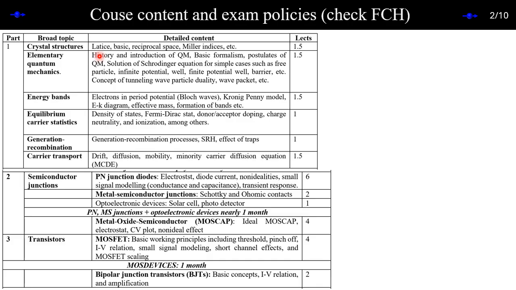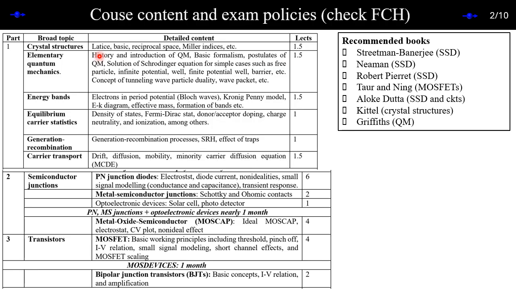And after that we'll continue our discussion to semiconductor junctions, for example, PN junctions, metal semiconductor, oxides, and then we'll move towards transistors, MOSFETs, and also we'll cover some of the optoelectronic devices.